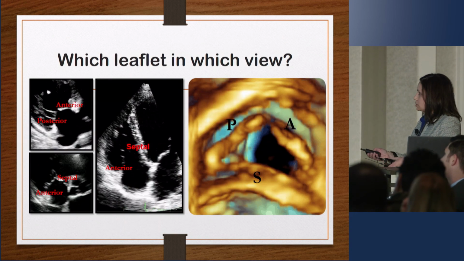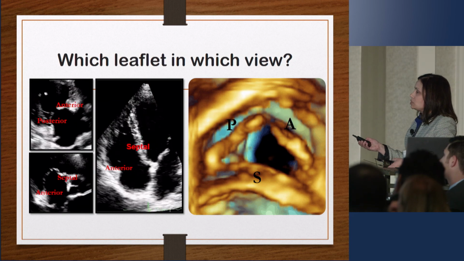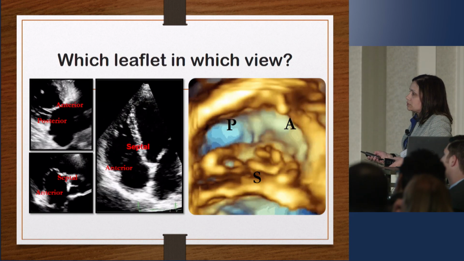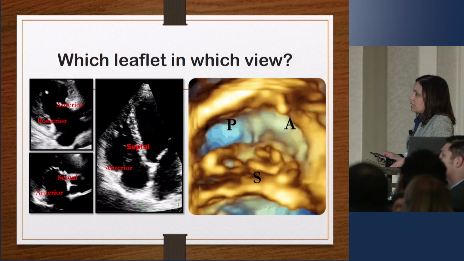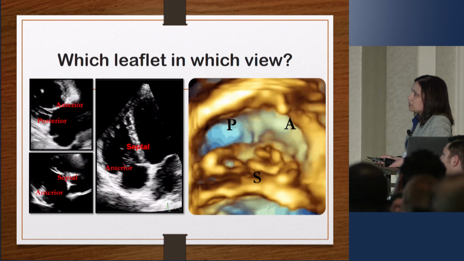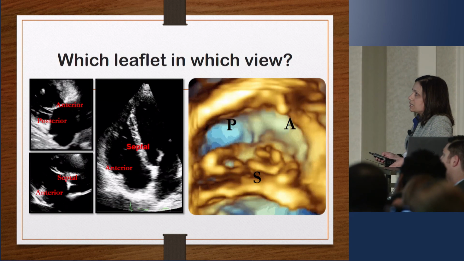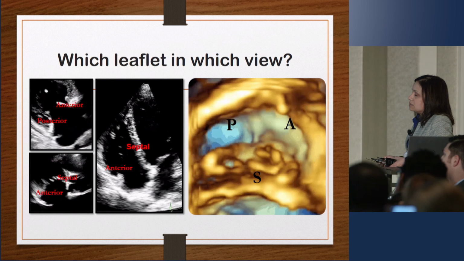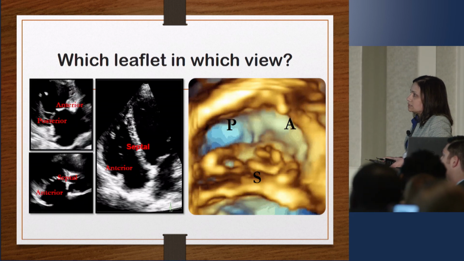Another important question that people have been trying to answer is which leaflet do we see in which view? Now, we learned from the textbooks, and we are taught for the echo boards and so forth, that in the 4-chamber view, we should expect to see the septal and anterior leaflets. In the RV inflow view, the anterior and posterior leaflets, and in the basal short axis view, although 2D echo does admit to variability here, the septal and anterior leaflets.